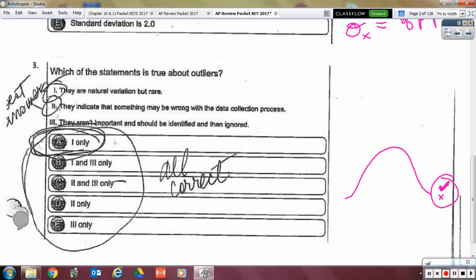Number 2 says they indicate that something may be wrong with the data collection process. I experienced this last week. That's why I say, heck yeah, I know 2 is true. Because last week, when we did simulations, some of y'all let 0 and 1 be Tiger Woods. I had let 1 and 2 be Tiger Woods. And I was asking everybody what kind of averages they were getting. They were getting averages from 5.5 to 6.5, and I had gotten 9.5.